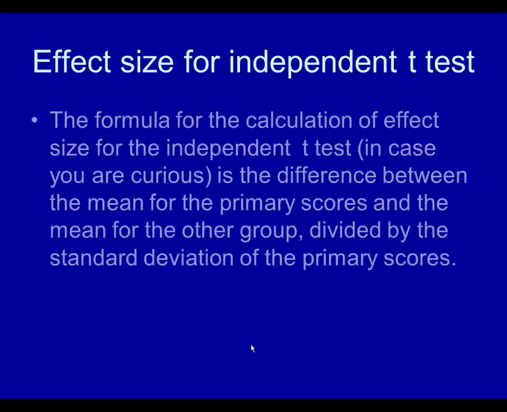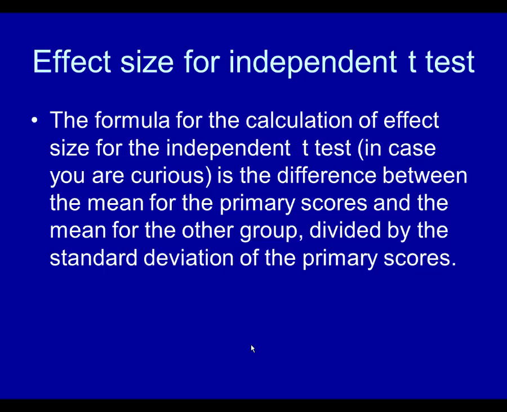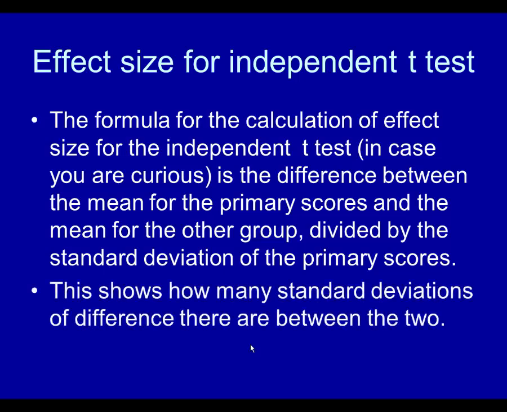Effect size for independent t-test. The formula for calculating the effect size for the independent t-test is the difference between the mean for the primary scores of the first group and the mean for the other group divided by the standard deviation of the primary group scores. So you may have your client group as your primary group. What is the difference in mean score between the client group and the comparison group divided by the standard deviation of the client group? That's how it's actually calculated. This shows how many standard deviations of difference there are between the two groups.